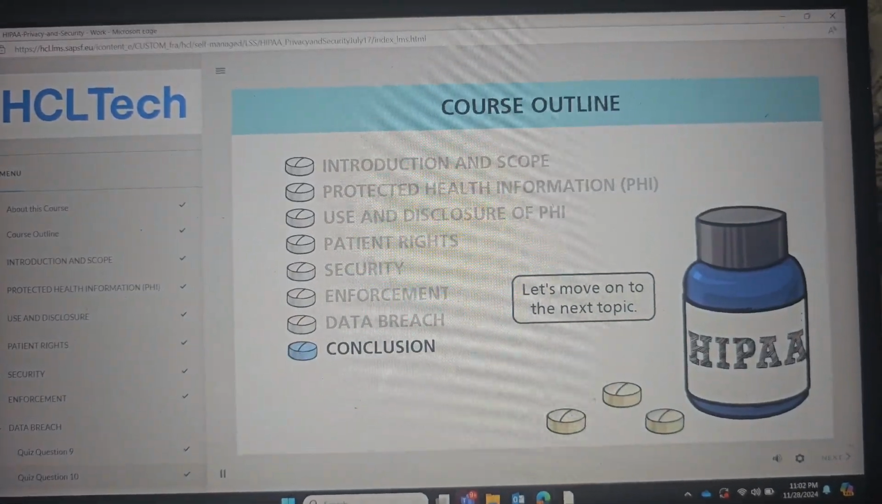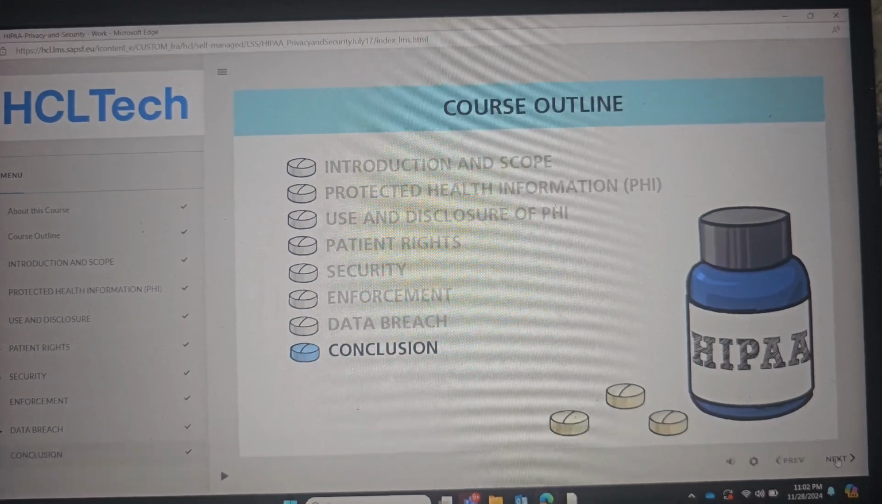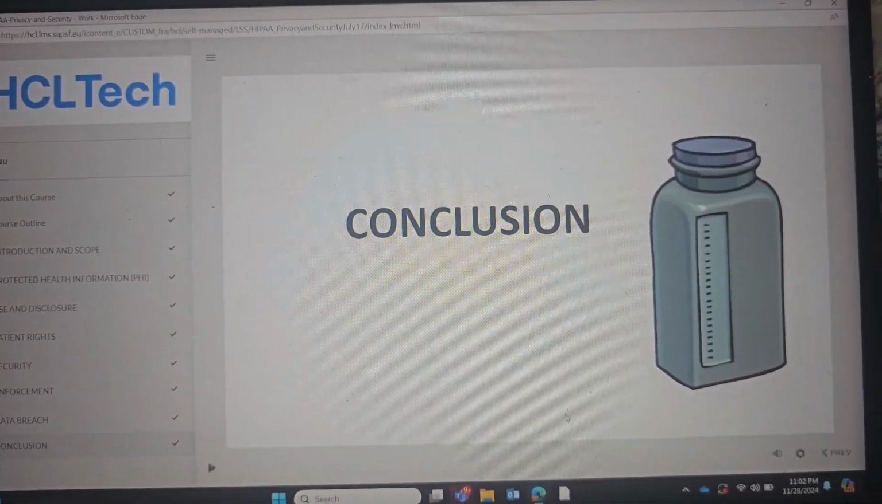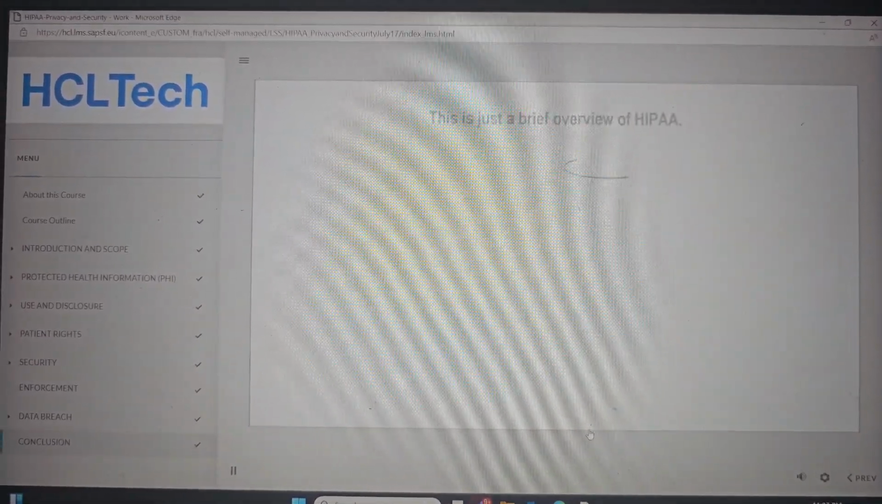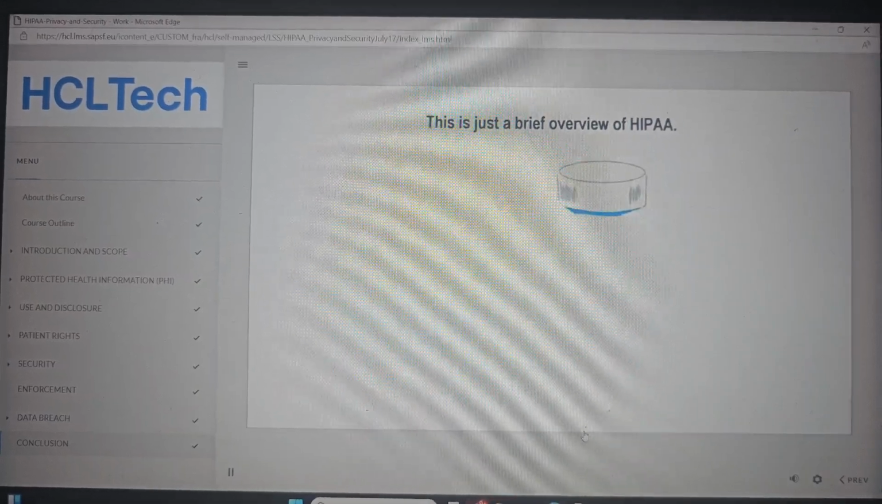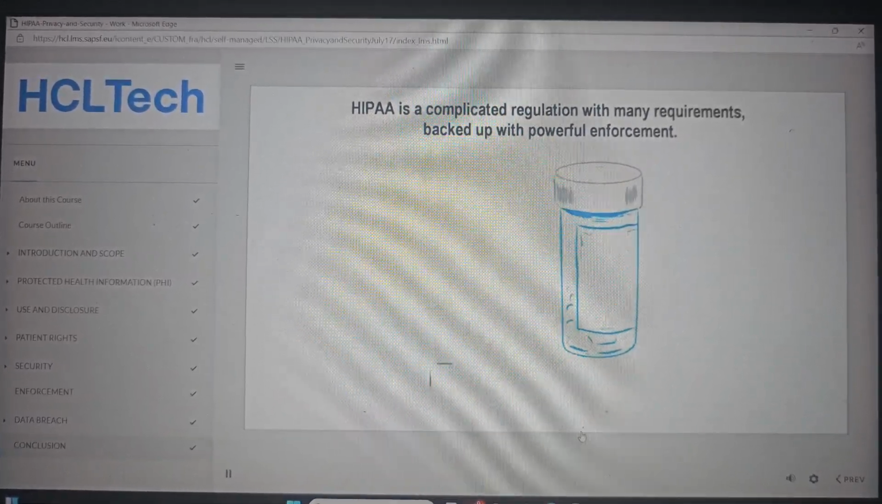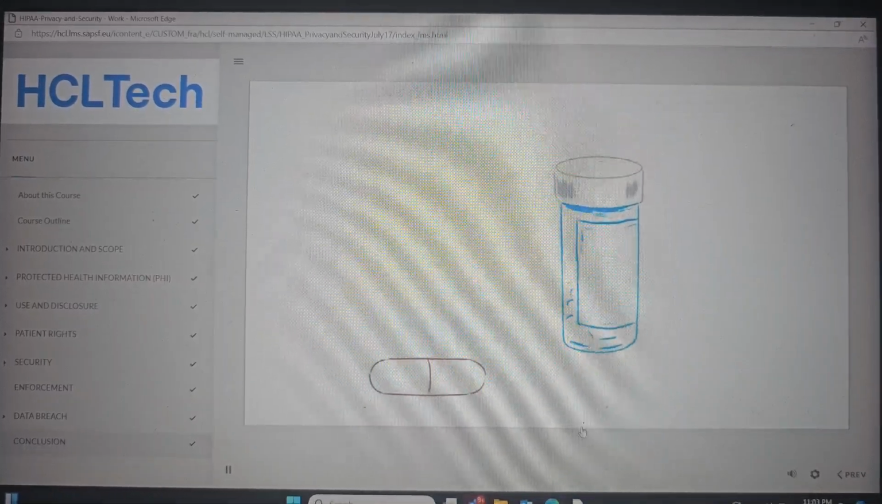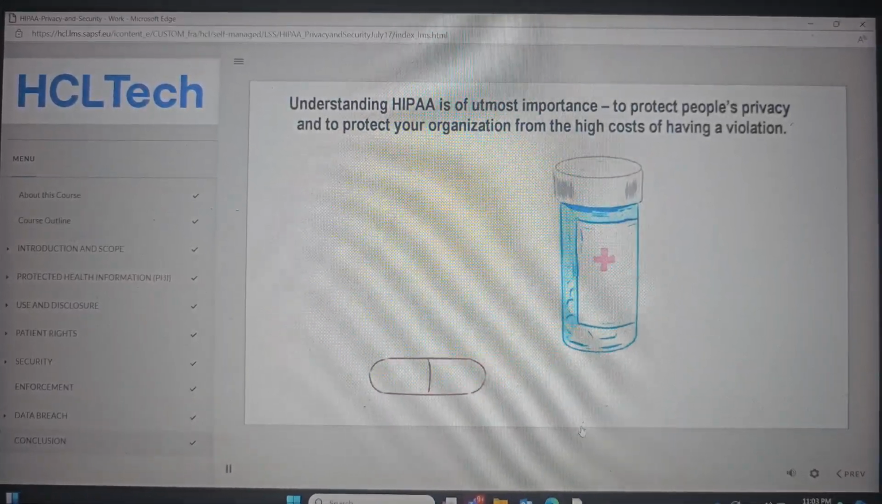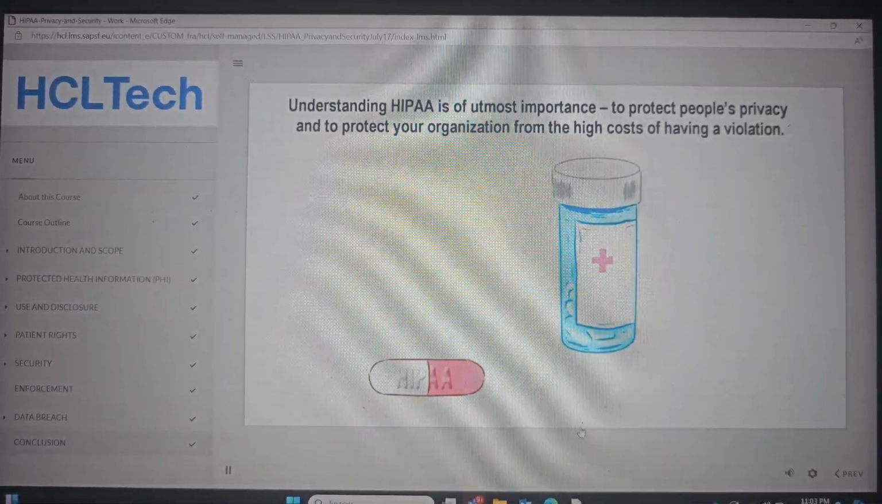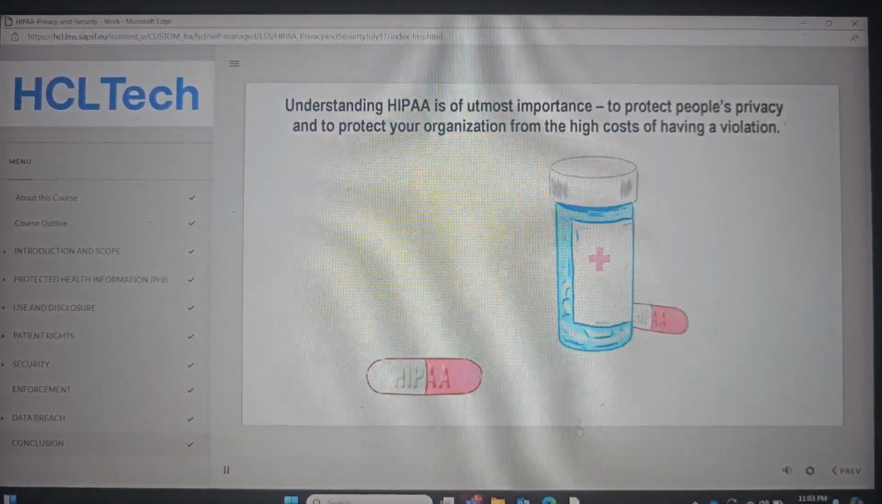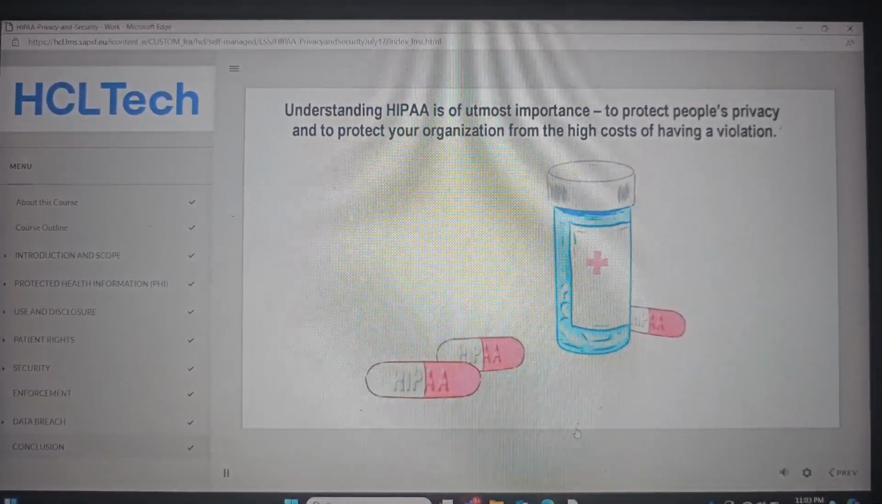Let's move on to the next topic. Conclusion. This is just a brief overview of HIPAA. HIPAA is a complicated regulation with many requirements, backed up with powerful enforcement. Understanding HIPAA is of utmost importance to protect people's privacy and to protect your organization from the high costs of having a violation.